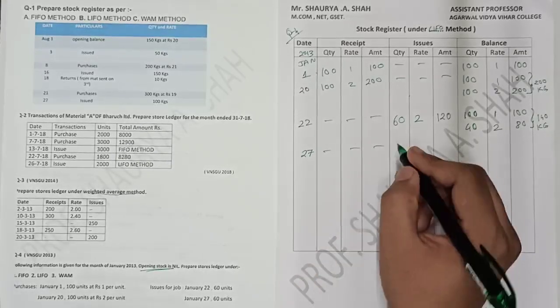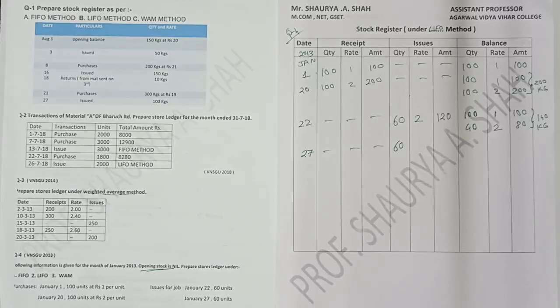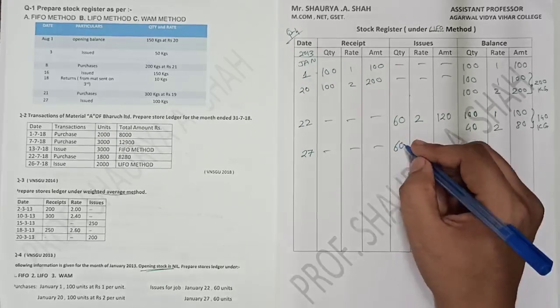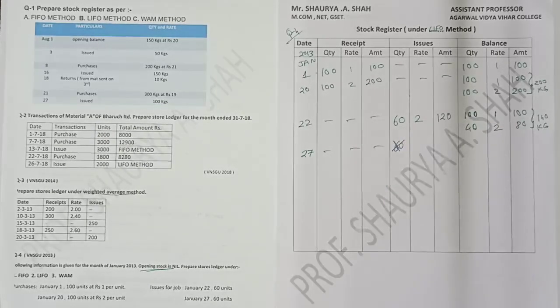Now the last adjustment, that is 27th of January. Again it is an issue of 60 units, right? Same thing which I did in the previous method also. Purposefully I am doing it so that you can understand.